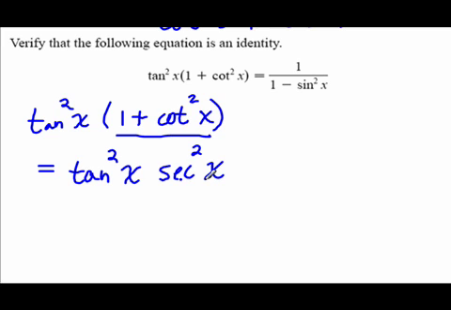Now notice where we're headed, right? We're headed to an expression that has just a sine in it. So my advice to you, change everything as much as possible to sines and cosines. It's a lot easier to work with sines and cosines than it is cosecants, secants, and cotangents. So we know that tangent squared is sine squared over cosine squared, right?